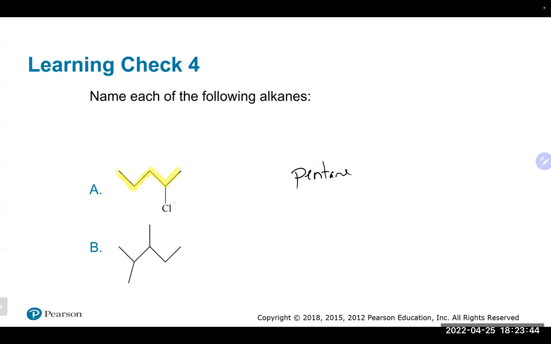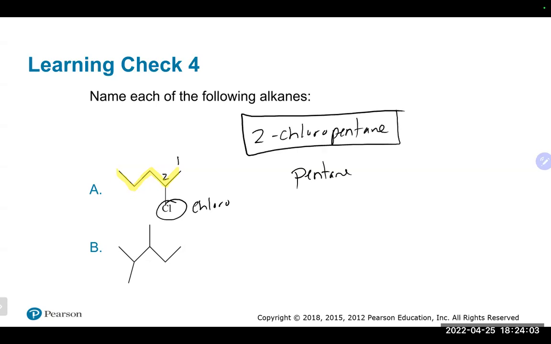There is just 1 group attached right there, which is a chloro group. And we need to figure out the numbering. So obviously just looking at it, you can probably see going right to left here, we'll give that guy the smaller number. So that's going to be 2-chloropentane. Any questions on that one there?